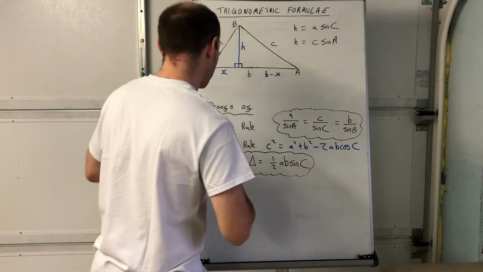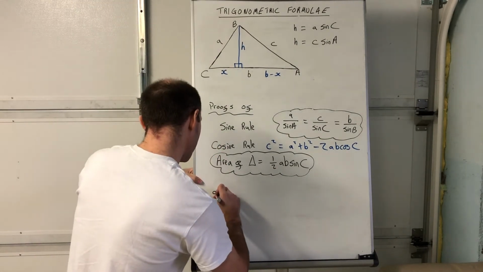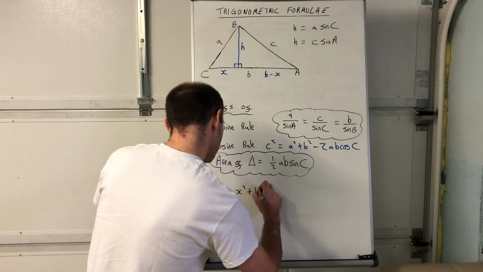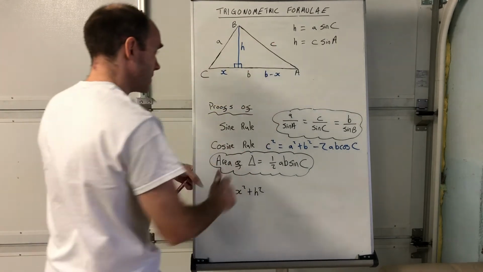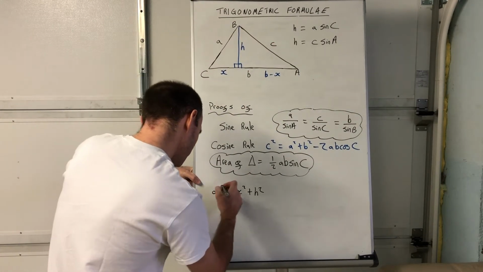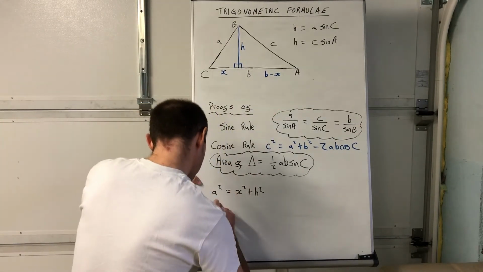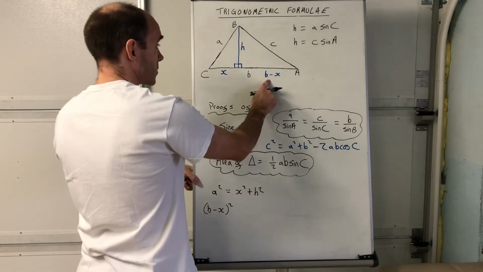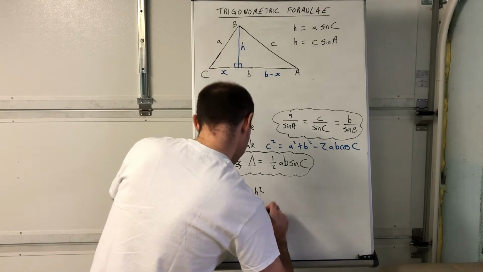So the first one I'm going to do it for is this one here. So what have I got? I've got A squared is equal to X squared plus H squared. So A squared equals X squared plus H squared. And for this right angled triangle, I've got, that's a terrible number 2, isn't it? So I'm going to rewrite that. A squared is a bit better. B minus X, that's got to be in brackets. If you're squaring all of that, B minus X squared plus H squared is equal to C squared, okay?